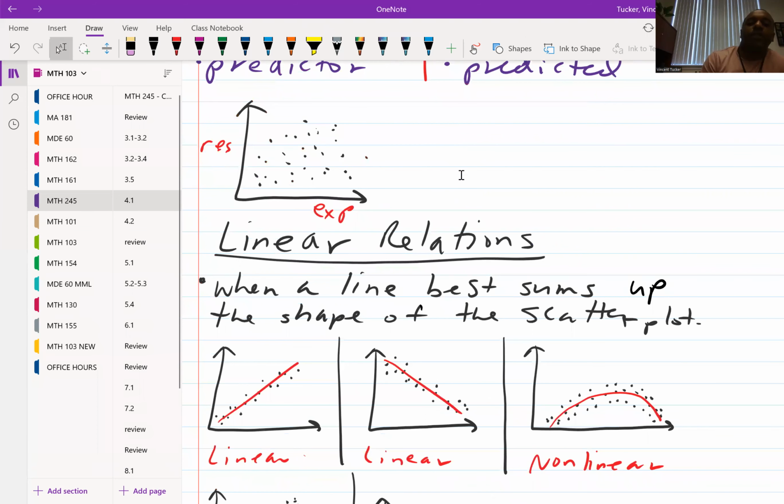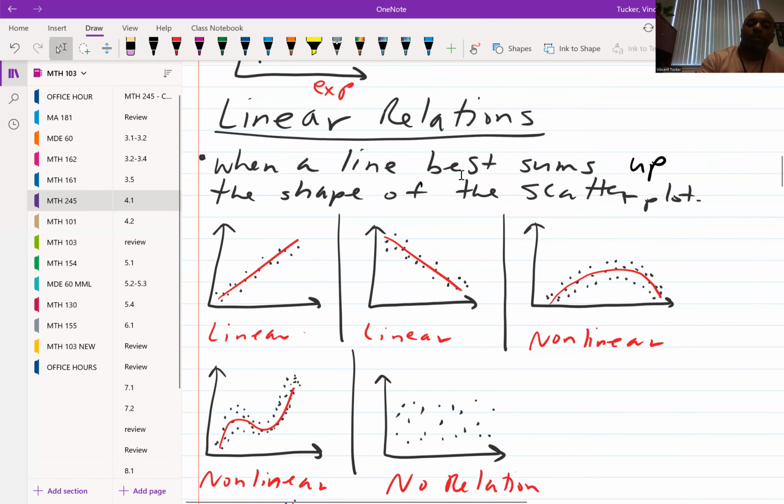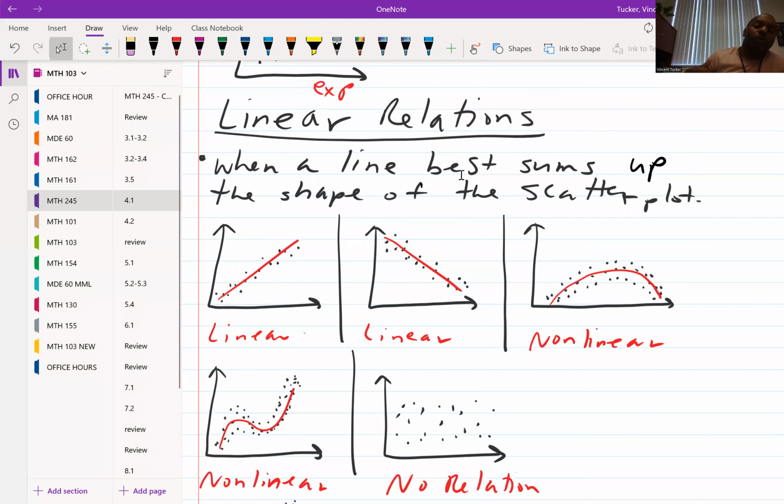All right, linear relations. If a line best sums up the shape of the scatter plot, it's considered linear. These are some generic examples. I just made dots according to the shape that I wanted, but you will actually have numbers that will graph these points, ordered pairs.